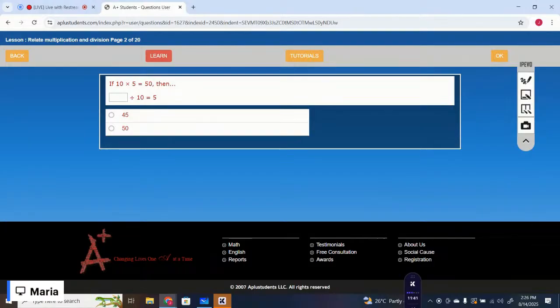If 10 times 5 equals 50, then the missing number divided by 10 equals 5. So the missing number is 50. 50 divided by 10 equals 5. Option number 2 is the correct option.